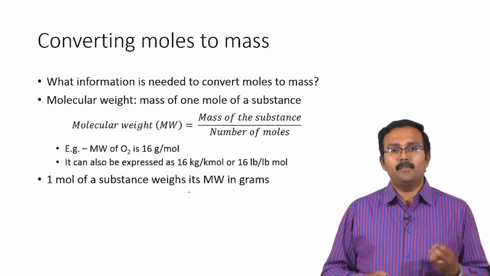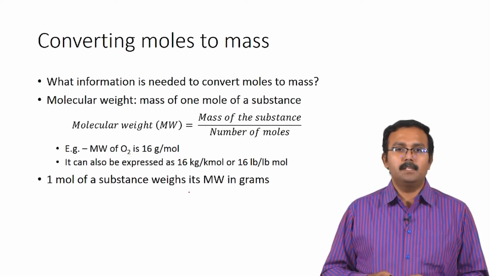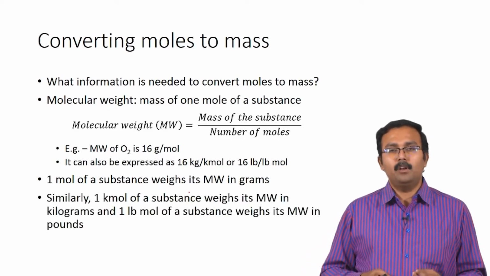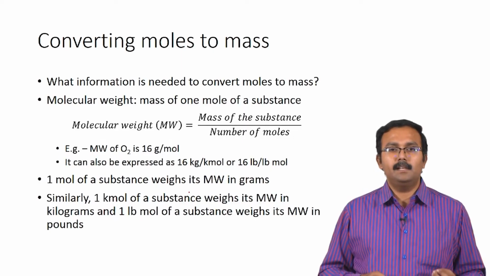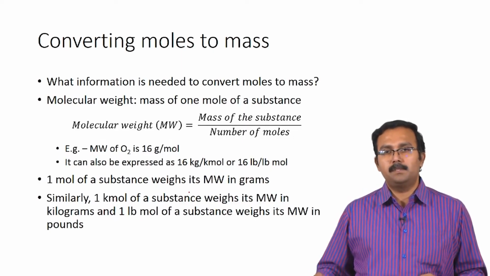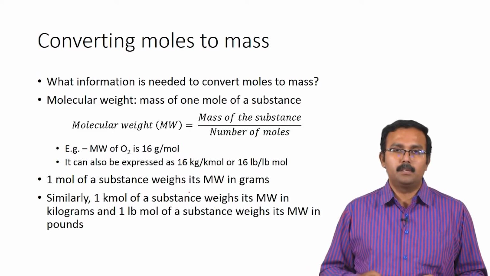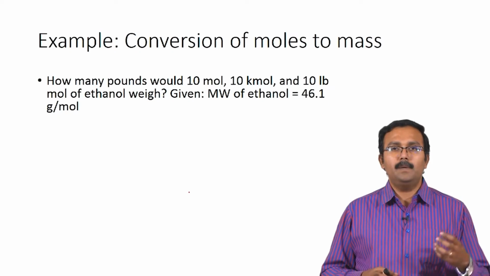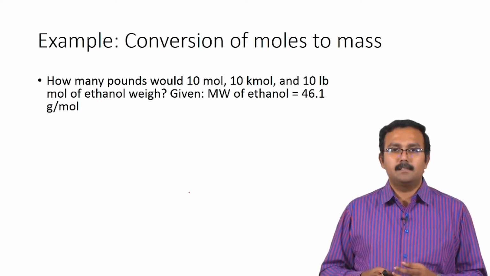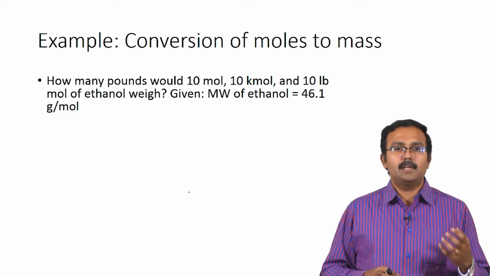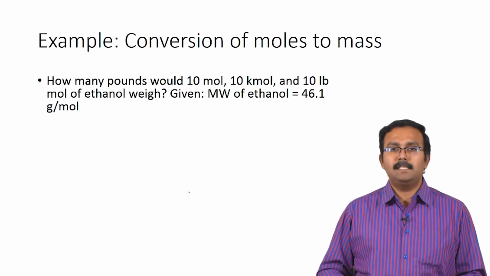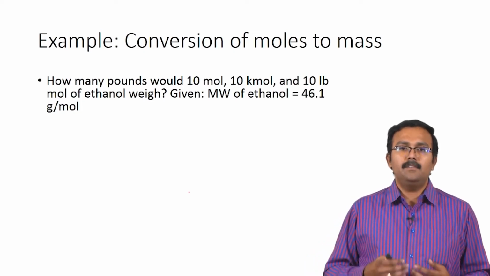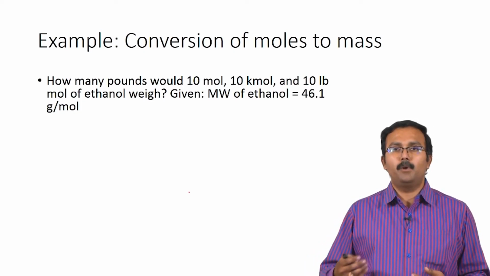So, 1 mole of a substance, which is 1 gram mole of a substance, will weigh its molecular weight in grams, and 1 kilomole of a substance will weigh its molecular weight in kilograms, and 1 pound mole of a substance will weigh its molecular weight in pounds. To illustrate this, let us try and solve this example problem where we try to convert moles to masses. You have been asked to calculate the number of pounds which would be present in 10 moles, 10 kilomoles and 10 pound moles of ethanol, given that the molecular weight of ethanol is 46.1 grams per mole.